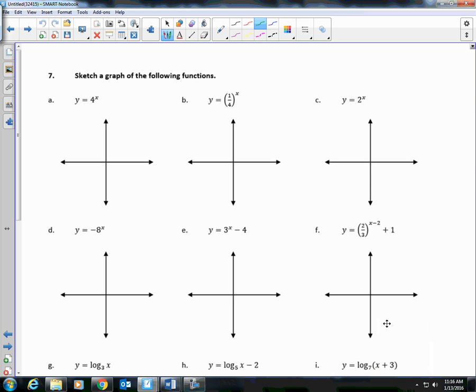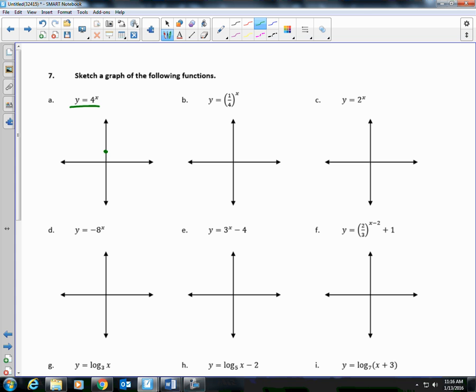Okay, so we're going to pick up where we were yesterday. We're going to do some logarithmic review, and then we're going to get into our new notes. We want to be able to graph these exponential functions and describe their transformation. So we'll just look at a couple of these together, and then we'll move on. But y equals 4 to the x, that just looks like the parent function of an exponential function.